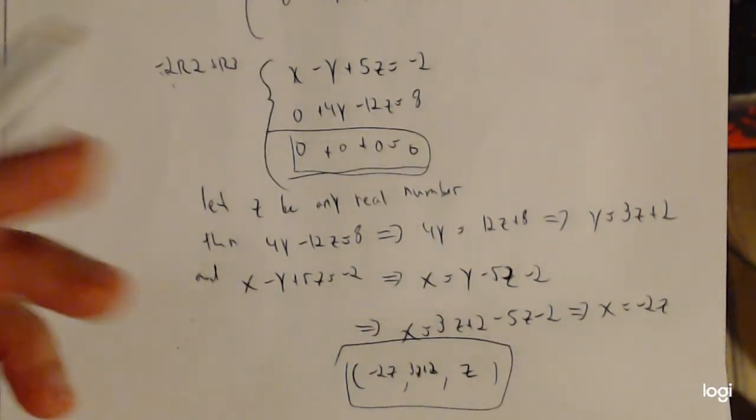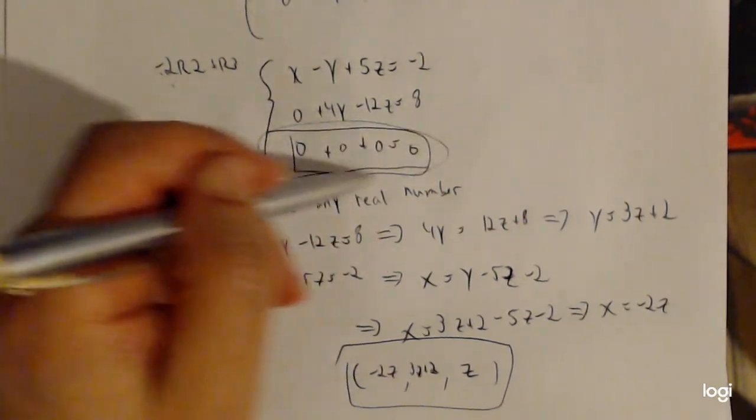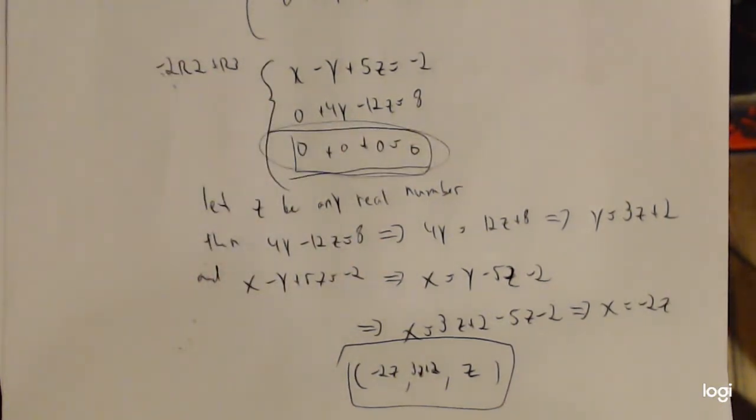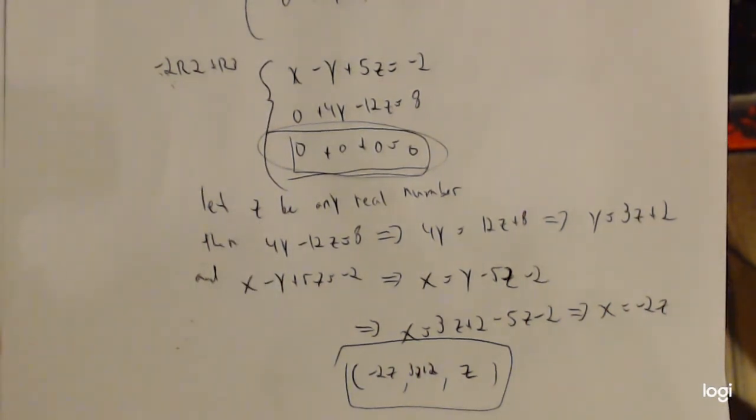So just keep that in mind. If a row completely zeroes out, that means we're going to have infinitely many solutions, which means you're going to have to free up a variable. Now remember, it doesn't have to be z. It could be anything. I always just go with z and work backwards because to me that's easier. But you could have made y a free variable or x and so on. So just keep that in mind.